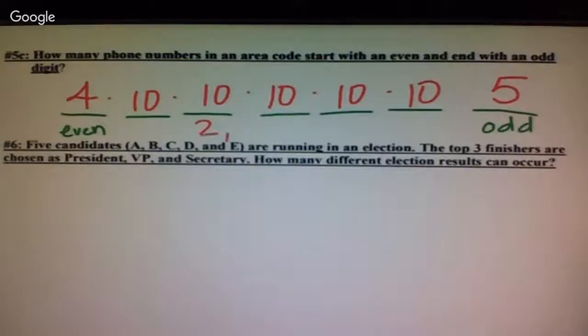Let that one go. Well, let's see. That's 10, 20, 30, 40, 50, 59. Or that's what I would have got. 2 million. There's 2 million phone numbers that start with an even number and end with an odd.